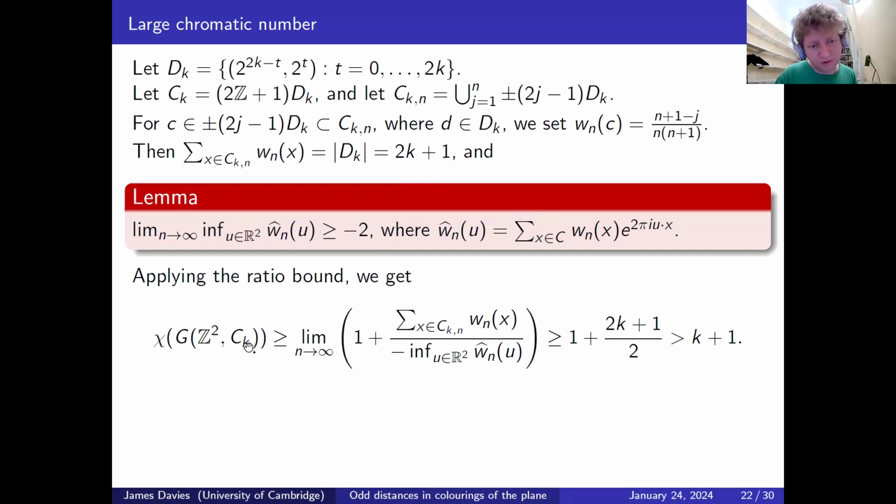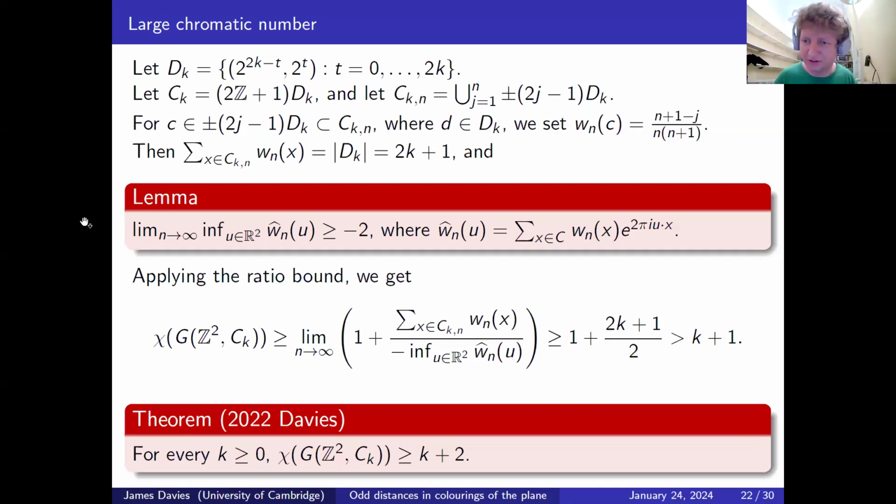So the chromatic number of this Cayley graph, taking this limit as n gets big here, is going to be at least this. Our summation here is our 2k plus 1, over the minimum of this function, which is going to be at least minus 2 as n gets big. So then we get that the chromatic number is more than k plus 1, so at least k plus 2.